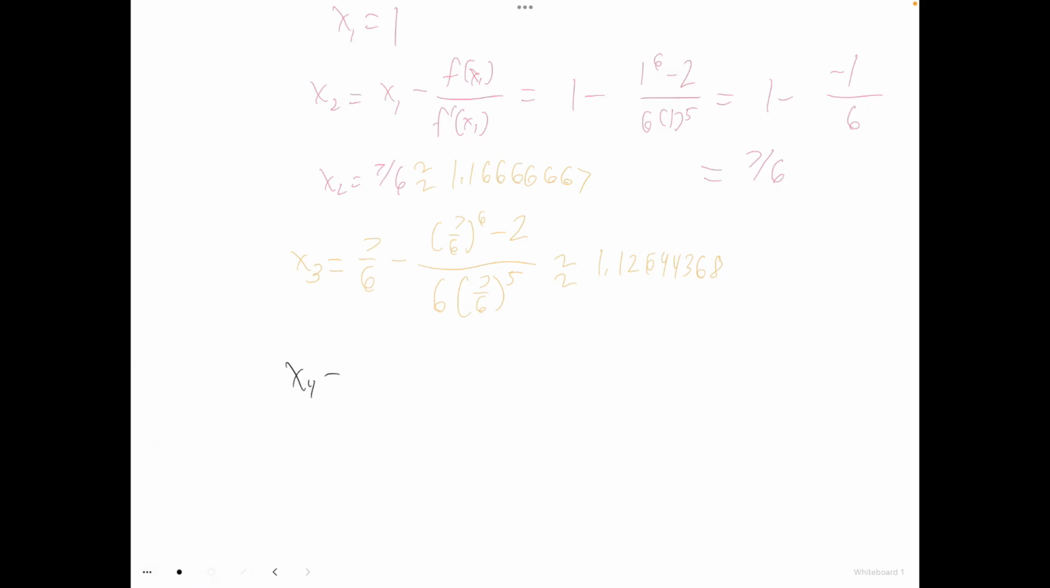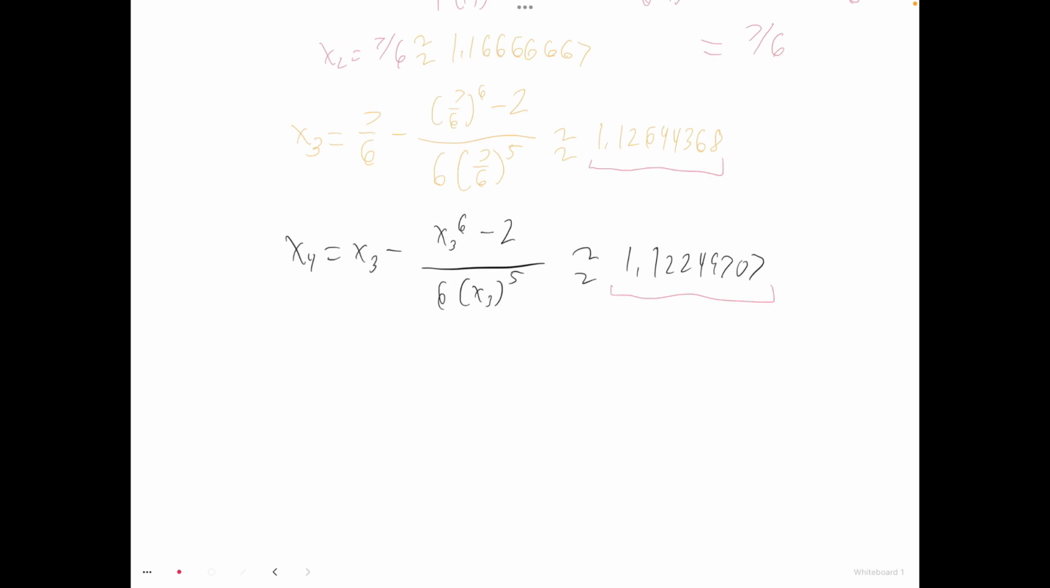And so x sub 4 is equal to x sub 3 minus x sub 3 to the sixth minus 2 over 6 times x sub 3 to the fifth. And this is approximately equal to 1.1224977. Okay, notice that these two values differ in the first 8 places. They're correct to the first 2, well, I guess the first 3 if you count before the decimal. And so we need to go again, though.